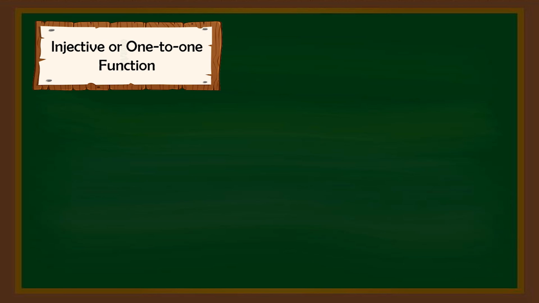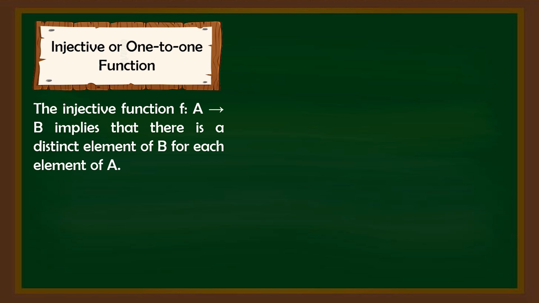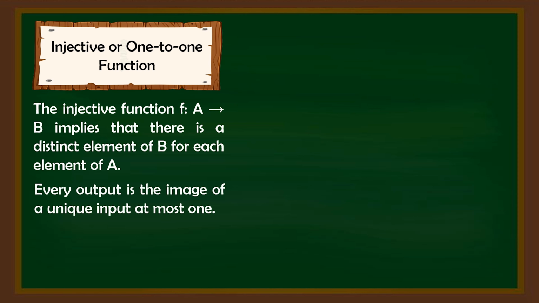How about injective or one-to-one function? The injective function f maps values from A to values from B, implies that there is a distinct element of B for each element of A. That means there is a particular element of the output for each element of the input. Every output is the image of a unique input, at most one. This implies that an output can be associated only once or not at all with an input. An output should not be taken twice by the input.